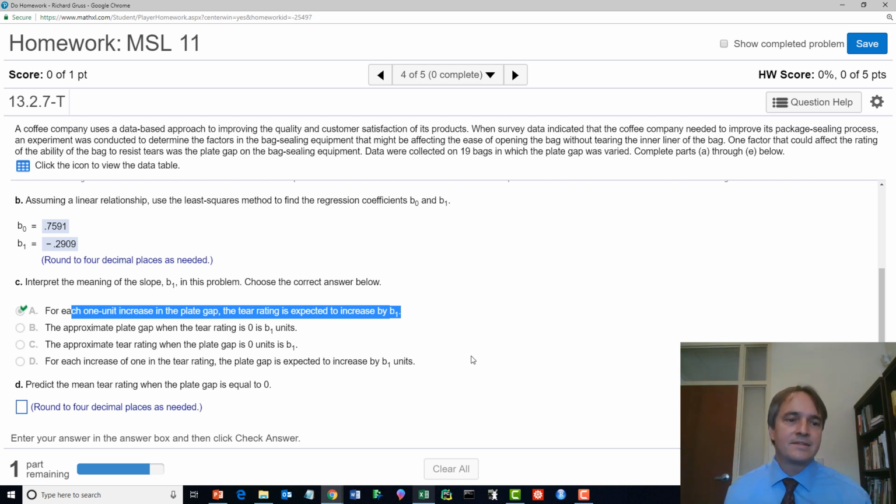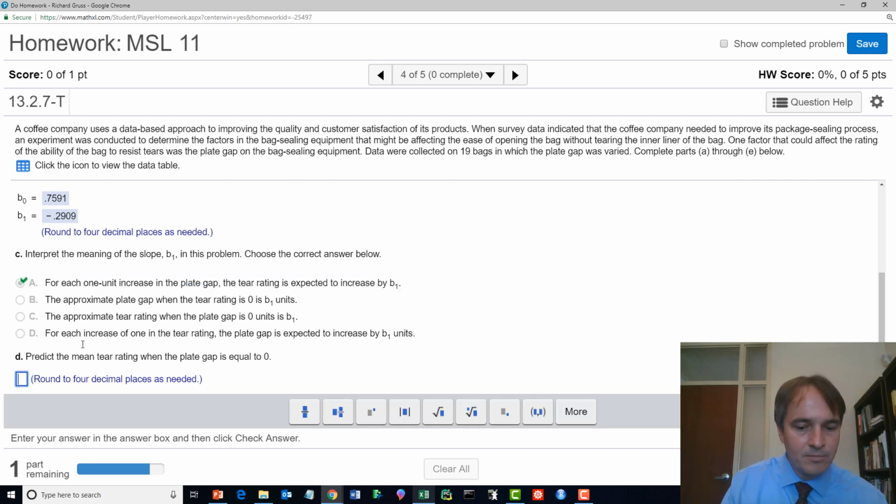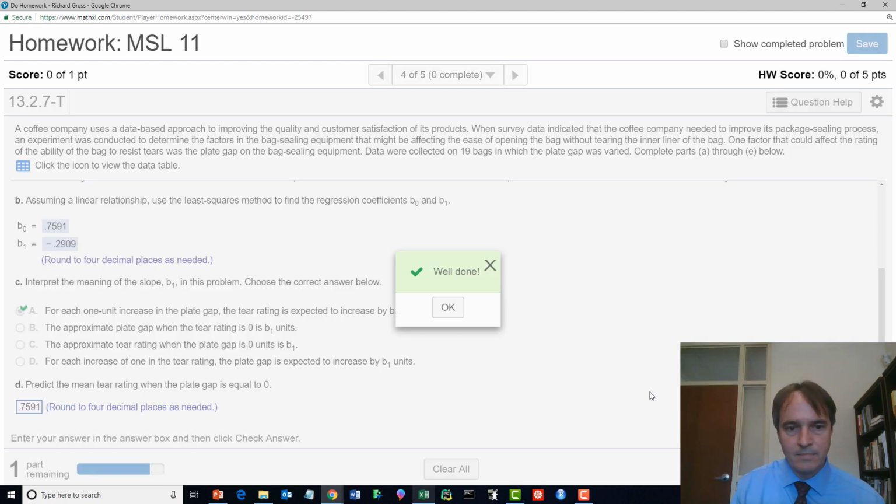All right, so predict the mean tear rating when the plate gap is equal to 0. Okay, so what's this asking? This is just the intercept, right? So when the plate gap is 0, so when x is 0, y is just equal to the intercept. So we'll take the intercept, which is 0.7591. Okay.